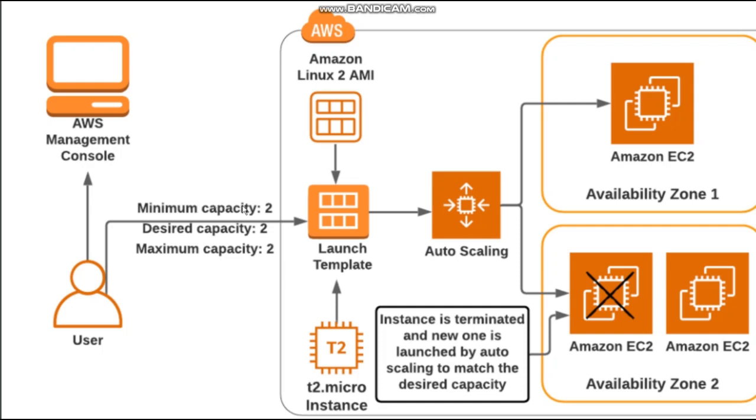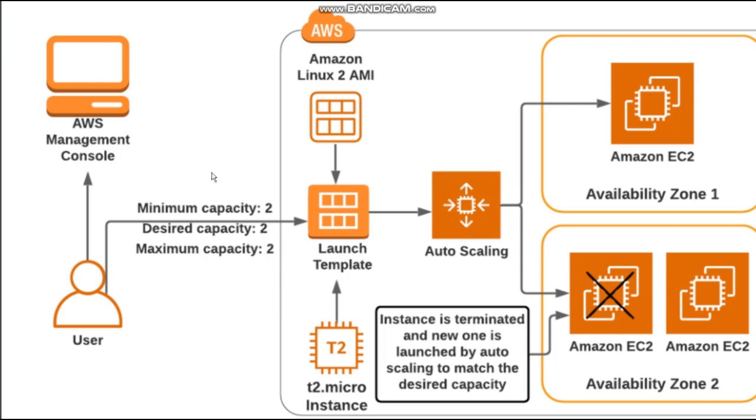And they said the minimum capacity here is 2, the desired capacity is 2, the maximum capacity is 2. So what they mean by minimum is that even when there's no workload, 2 instances should be running. And by default, 2 instances should be running too. The maximum capacity, that is when the workload is very large, it cannot scale past 2 instances. So you reduce costs using this method. So that's what they did there.